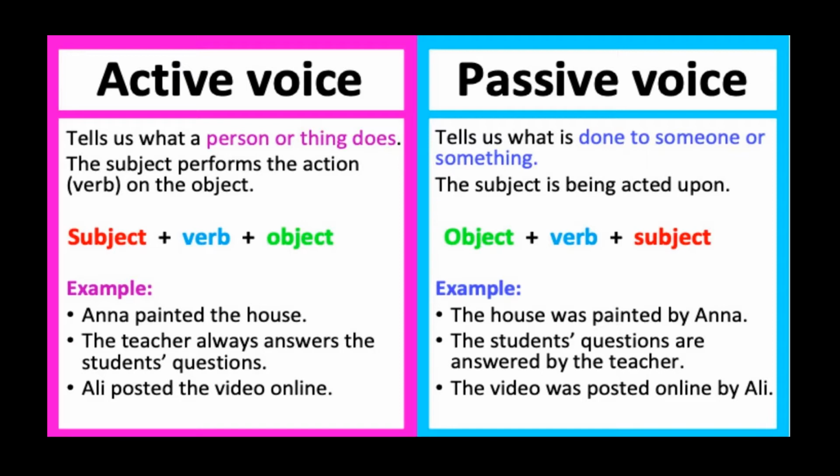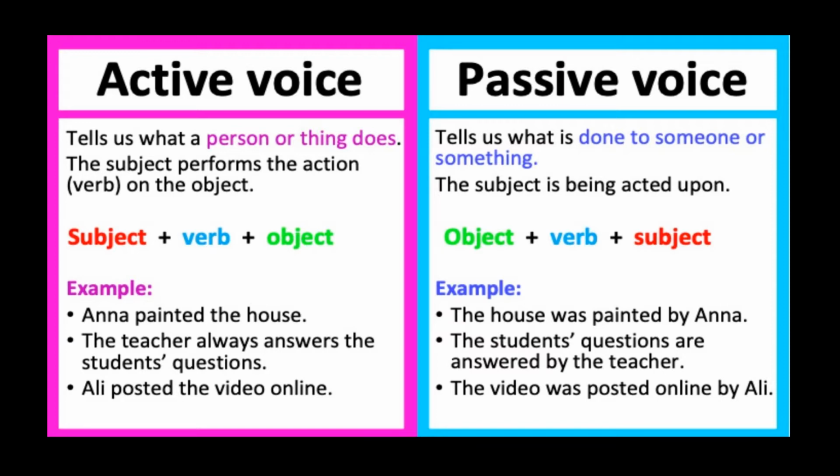Active. Over here, the subject is actively participating in the action. That is, the subject is the person who is performing the action, or it is the thing that is performing the action on the object. So the structure of the sentence is subject performing the action, that is the verb, followed by on what the action is being performed, that is the object. Example, Anna painted the house. The teacher always answers the students' questions. Ali posted the video online.